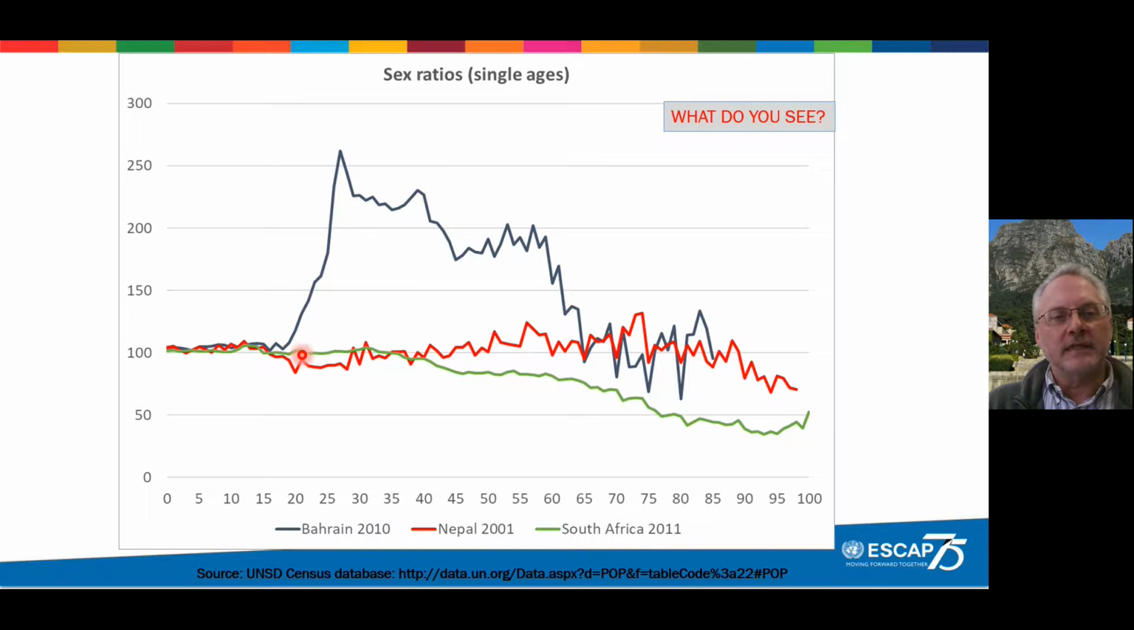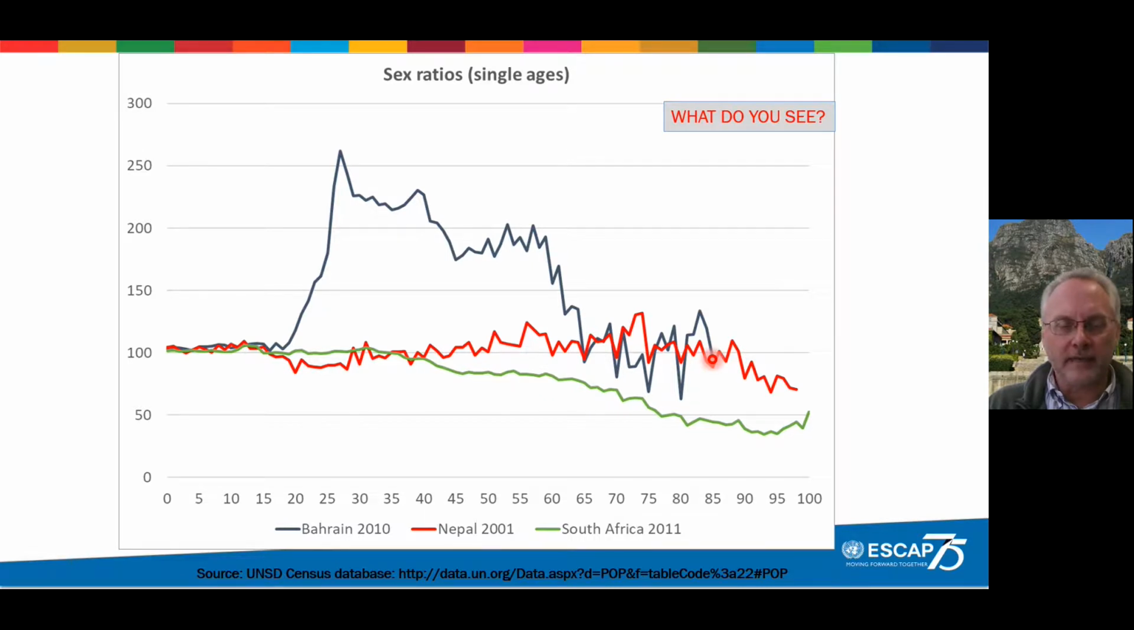By contrast, if we look at the data for Bahrain, we see that the sex ratio rises very rapidly to about 260 men for every 100 women, round about the age of 25 or 28. And then falls off to a lower level at age 40, around about 170, before plummeting to 100 men for every 100 women, around about age 65. And those sex ratios then remain roughly constant, bouncing somewhere around about 100 at ages after that.